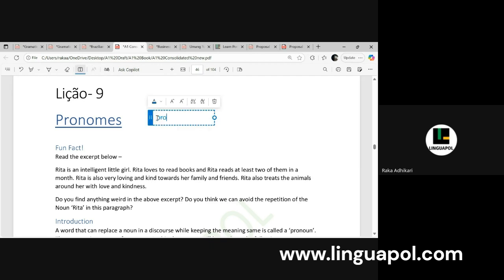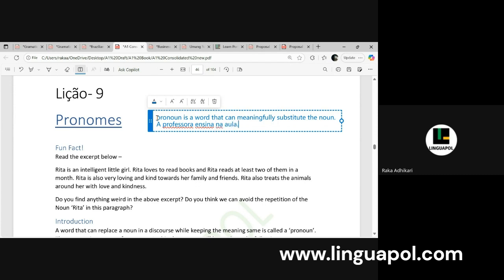Pronoun is a word that can meaningfully substitute the noun. Por exemplo, podemos falar que a professora ensina na aula. Na próxima linha, podemos falar que ela sempre atende, ou ela sempre começa a aula com os cumprimentos.